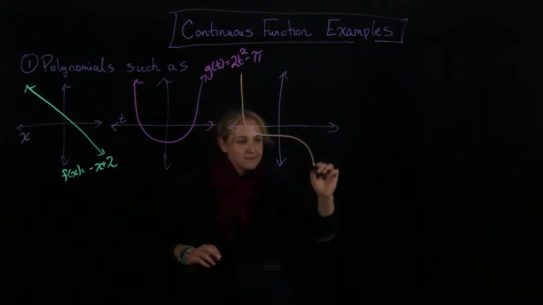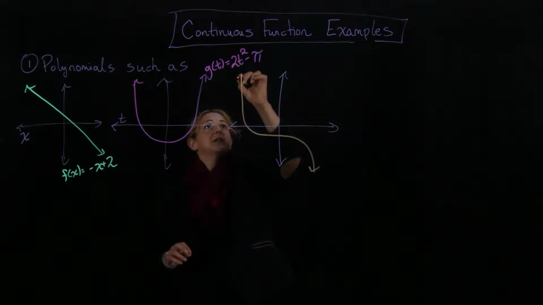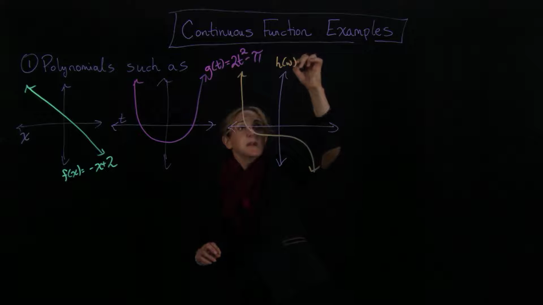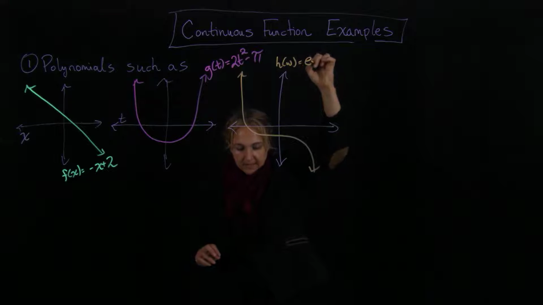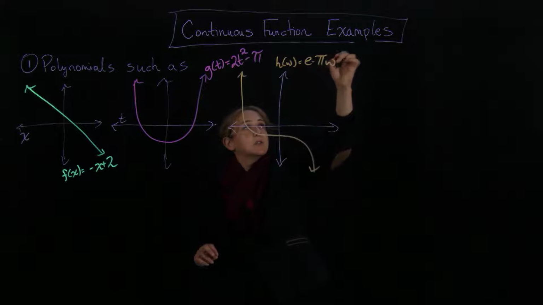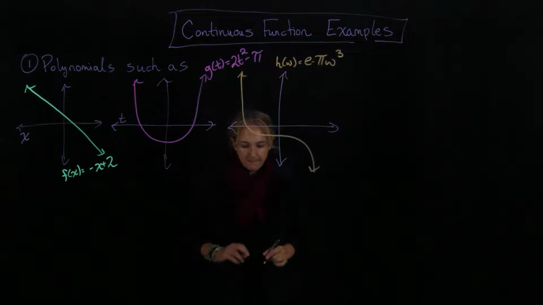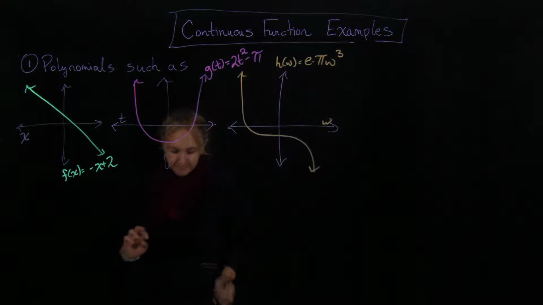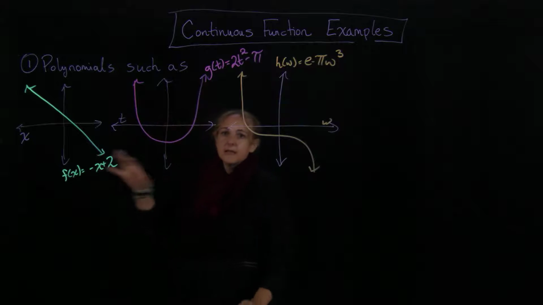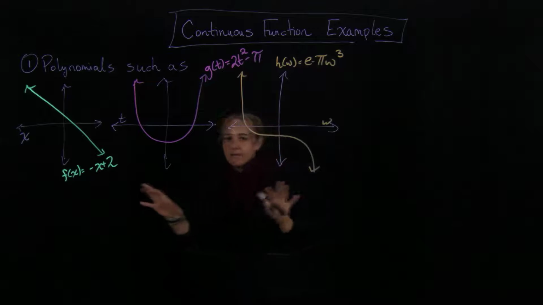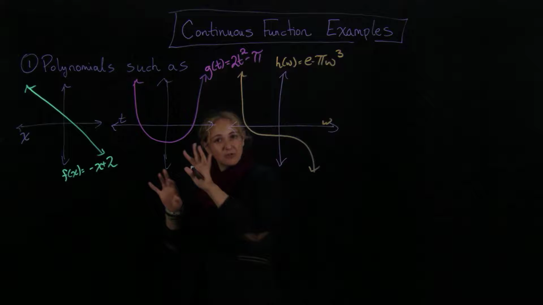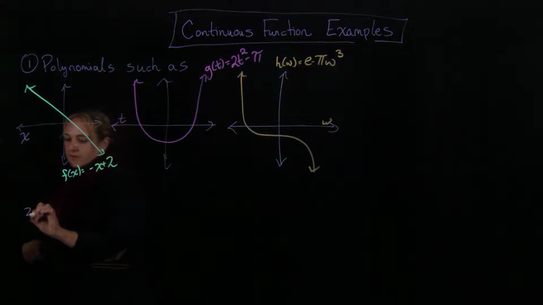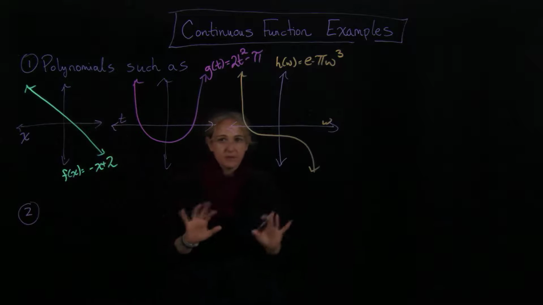So this should be the graph of the function h of w equals e minus pi w cubed. Here you can tell that this is the w-axis. Any of these, and we know that we have higher order or higher degree polynomials and so on. There are a lot of different polynomials in existence, and these are just some examples.